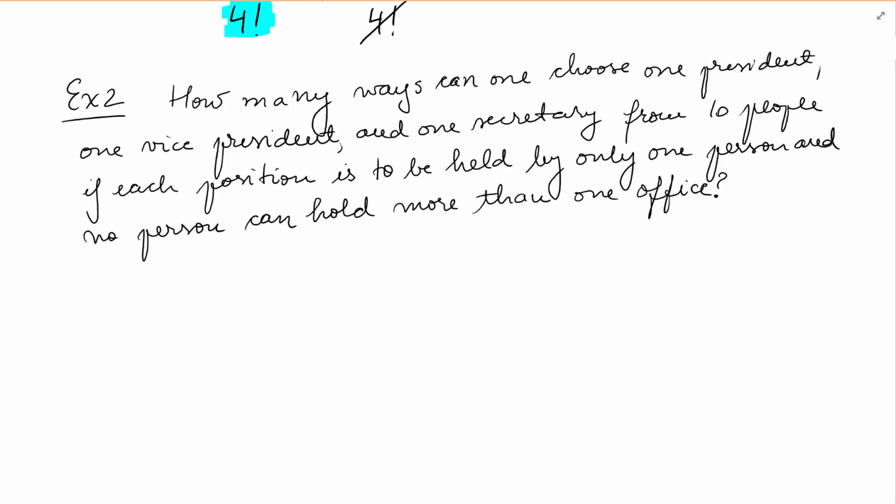Example 2. How many ways can one choose one president, one vice president, and one secretary from 10 people if each position is to be held by only one person and no person can hold more than one office? So this is the part where we say permutation, because order counts. Whether a person is president or vice president or secretary makes a difference because each position has different responsibilities. So order counts.